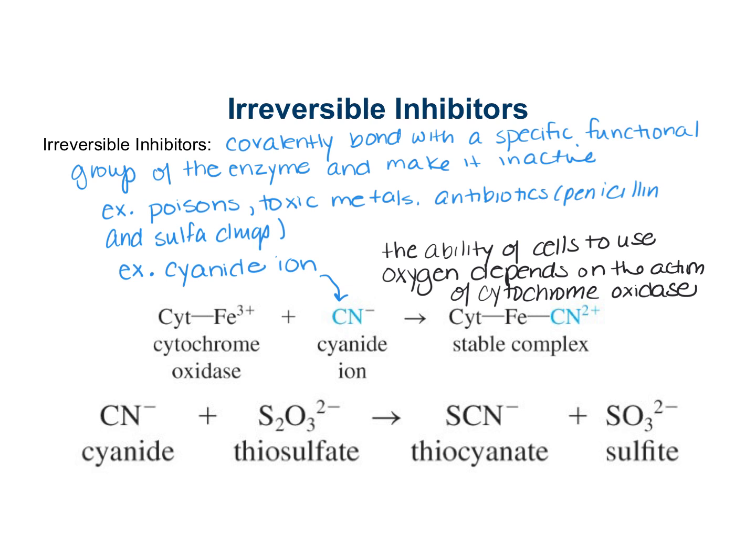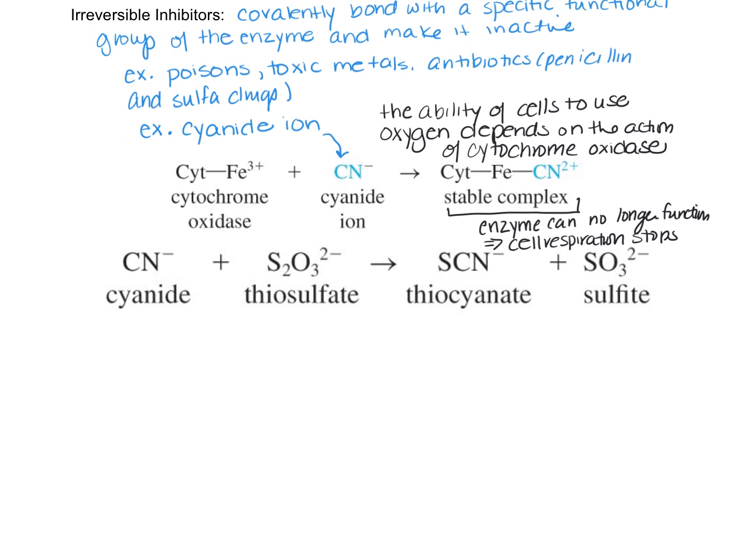Right? So when the cyanide ion here reacts with the iron in the enzyme, okay, it forms a very stable complex, which is this complex here. And that means once this is formed here, the enzyme can no longer function. And so that means that then oxygen can't go through the system, right? And so what happens then is that means cell respiration stops, and that causes death within a matter of minutes.